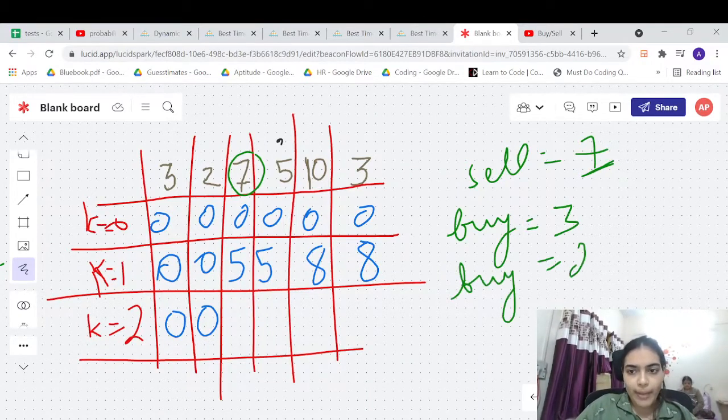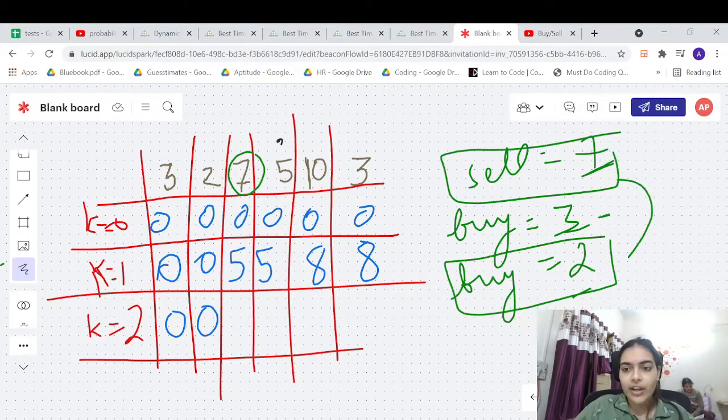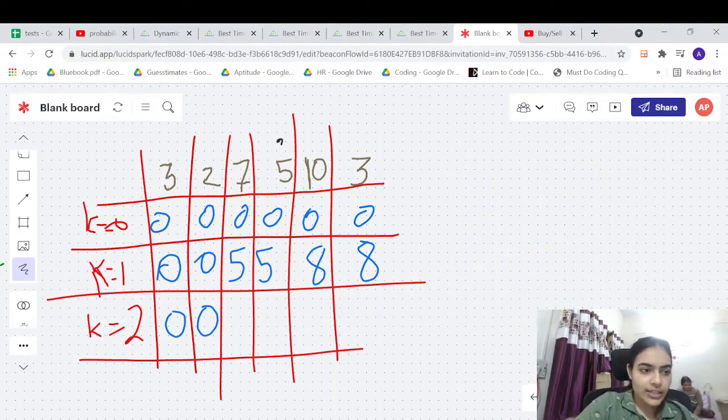You have 2 options for buying price, 3 or 2. In both days you will earn a profit of 0, because previously there are no transaction history. So which is the best buying price? 2 is the best buying price, because 2 is smaller than 3. So 7 minus 2 is 5. 5 is your answer. So in this case you will fill 5.